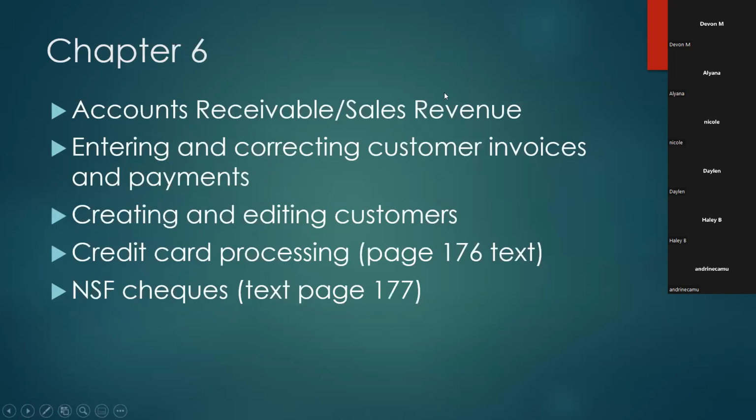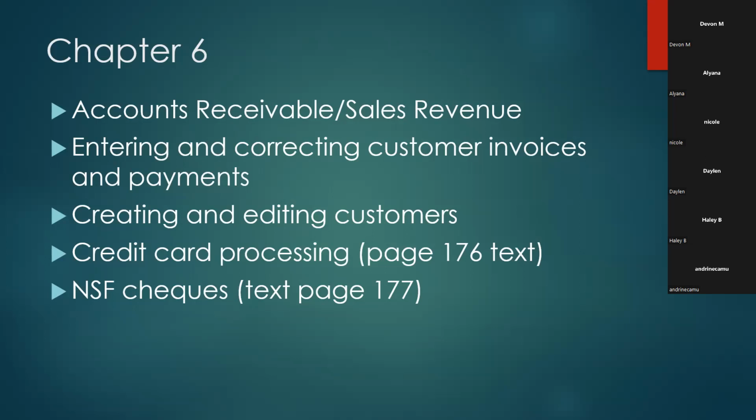So then when we get into chapter 6, basically it's kind of the same as chapter 5, except we're doing the receivable, the customer side versus the purchase and the expense side. So we'd cover accounts receivable, how to record sales revenue. The chapter is going to go through how to enter and correct customer invoices and payments. It's going to show you how to create and edit customers. It also will explain how to do credit card processing.